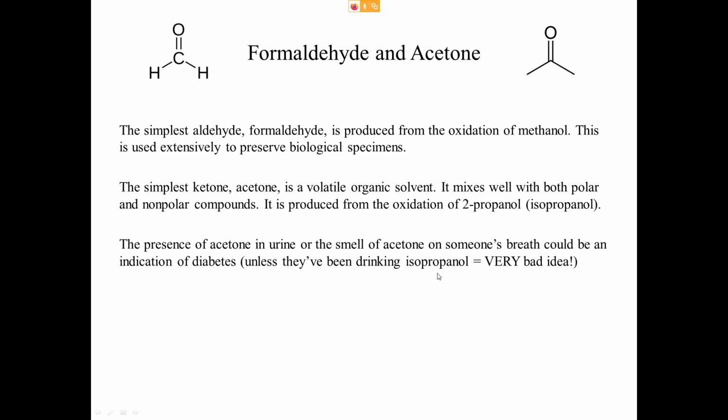Ethanol is not much worse. It just takes a little bit more to cause the same problems. But if you smell acetone on someone's breath and immediately ask them, have you been drinking rubbing alcohol? Please hope they say no. Because then there's a lesser cause and it could be just an indication of diabetes, which is way less than imminent death.